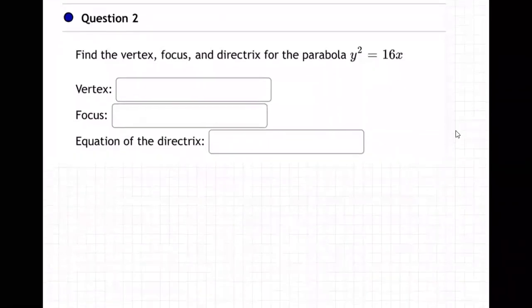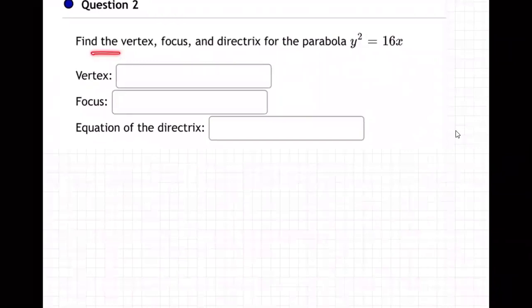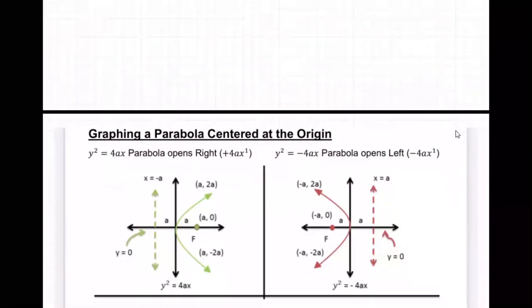Okay, so on this one, it's asking us to find the vertex, focus, and directrix for this parabola. So they're giving us a parabola, and they want us to basically find all the stuff. How do we do it? Again, it's all about the notes.